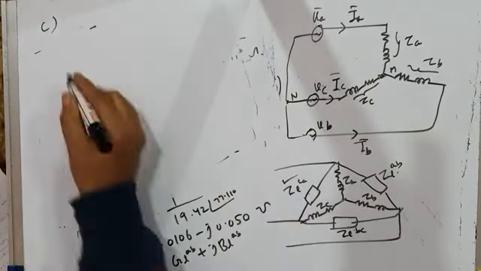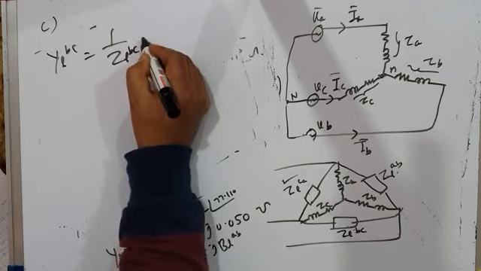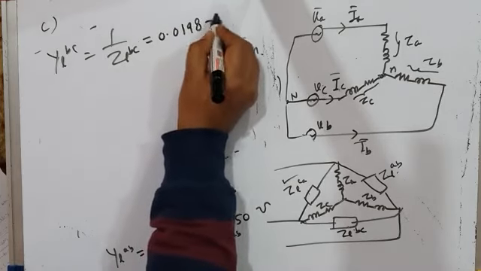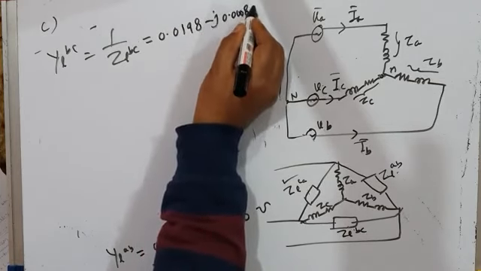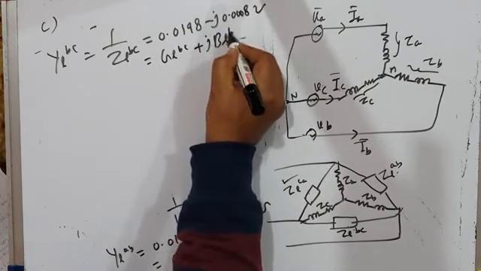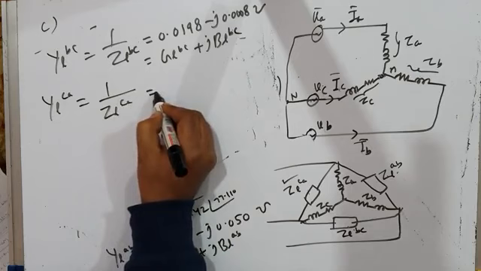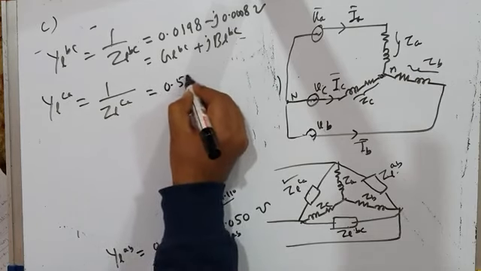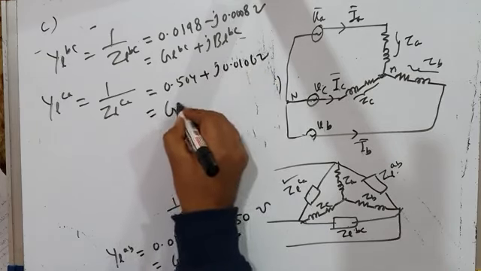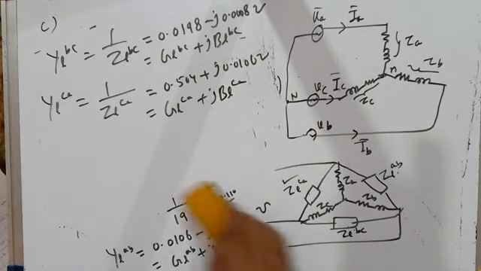Similarly, you can now find YLBC. YLBC is equal to 1 by ZLBC. Substitute the ZLBC you just found and you will get 0.0198 minus J0.0008 mho. That is GLBC plus JBLBC. After that, find the admittance YLCA, that is 1 by ZLCA. As per my calculation it comes out to be 0.504 plus J0.0106 mho. That is GLCA plus JBLCA. So now that's all. Our job is done.